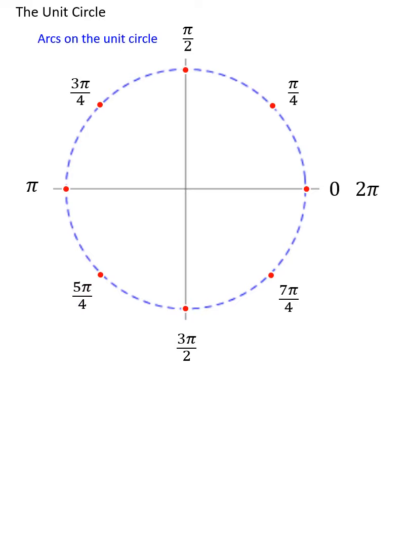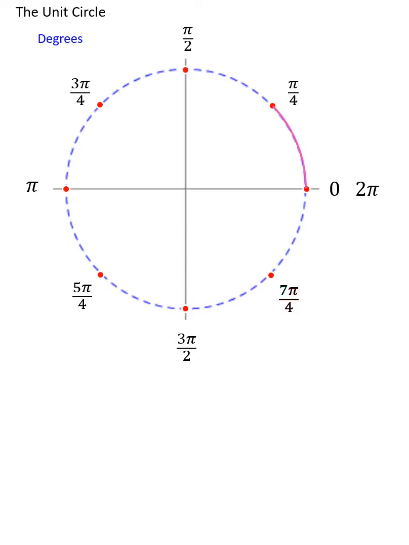So these are some very important points on the unit circle. And we'll come back to those in a few minutes. And now that we've seen 8 very important points on the unit circle, let's talk about degrees.